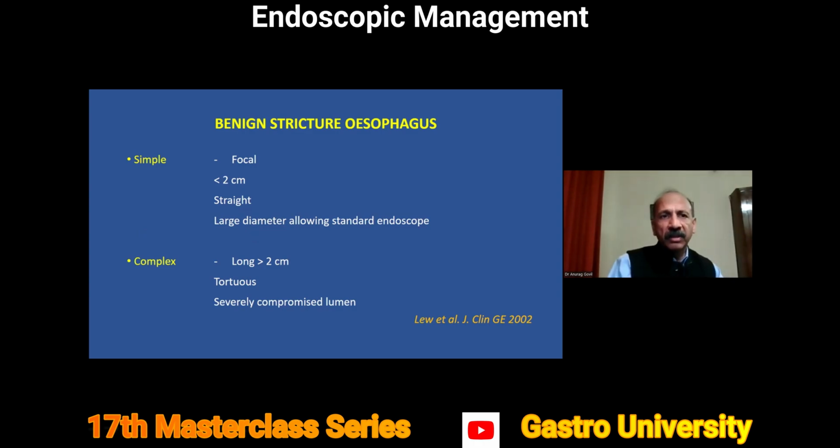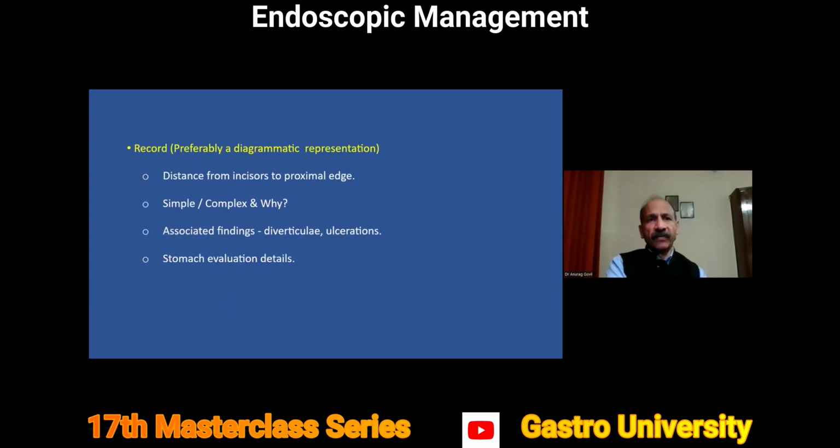Now, this distribution is actually for any benign stricture, but it holds well for corrosives. So the stricture could well be simple or complex. The simple being very focal strictures, less than 2 centimeters, straight, and it allows the endoscope to go through. The complex, of course, on the other hand, are long, tortuous, and have a very severely compromised lumen. It's good to know what the stricture is all about because that helps you plan your further course.